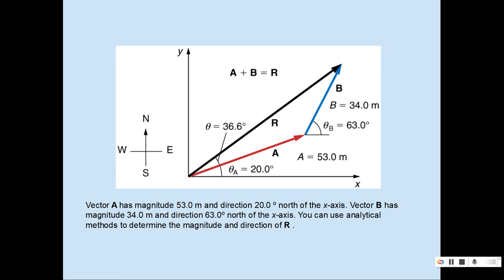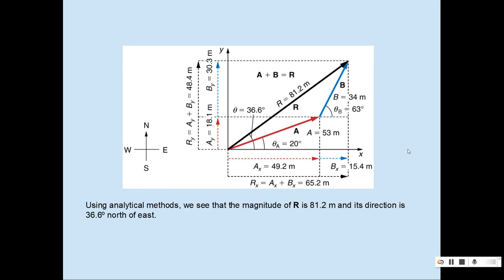So the length of our vector A is 53. The angle of our vector A is 20 degrees. The length of B is 34. The angle of B is 63. With that information, we can figure out what the x component of A is. We can figure out what the x component of B is, and we can simply add those together. Do the same for the y components, and you will get both the x and y component of your vector R, right? So again, it looks like this.